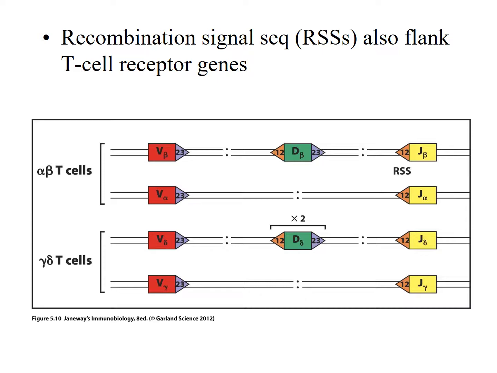Look again, some of the same things. RSSs, our same signal sequences. We see them here flanking the V's, the D's, the J's for the alpha, beta T cells. There's also special types of T cells known as the gamma deltas. They have a slightly different role in the immune response that we're not going to talk about here. But again, look, V's, D's, J's, 23 and 12, 23 and 12, that will interact for recombination.